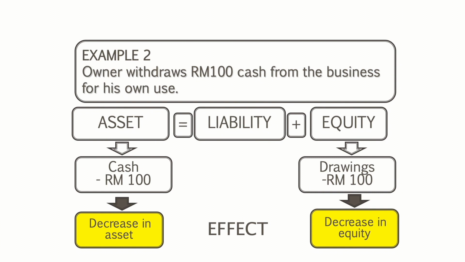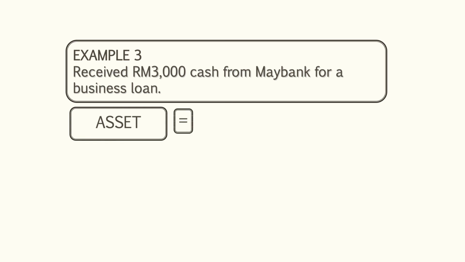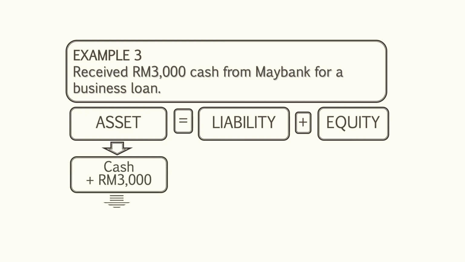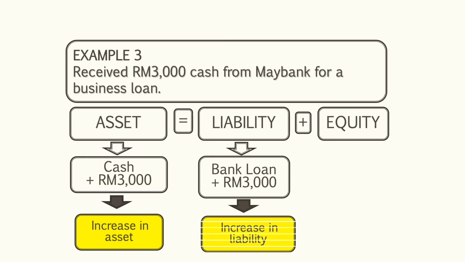So let me go to example number 3. Look at example number 3: receive RM 3000 cash from Maybank for a business loan. Now we receive money, 3000 cash. Now what happened? I believe you can look at the asset part. Under the item of cash it will increase RM 3000. And this will be followed by liability also increasing RM 3000 under the item of bank loan. So again, you can see that an increase in asset will result in an increase in liability also.